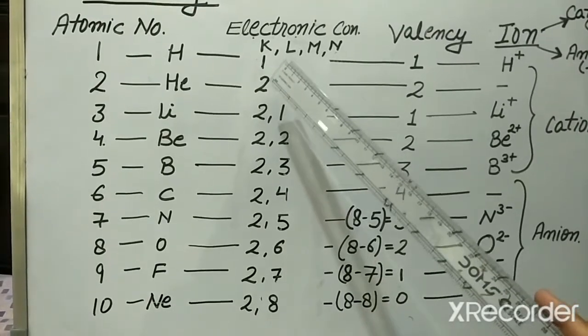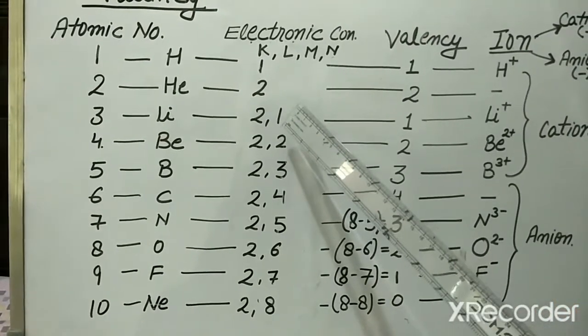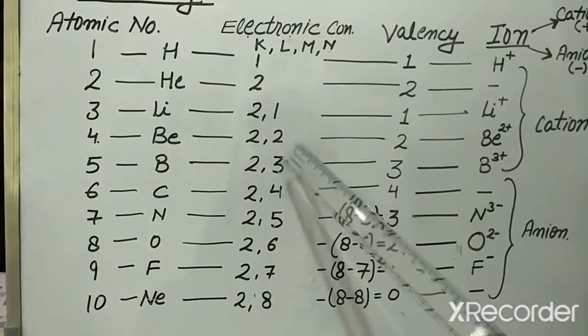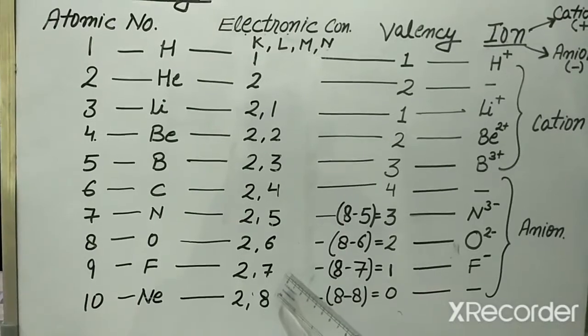Here K, and after that the next electron comes in L. So 1, 2, 3, 4. These are the valence electrons.